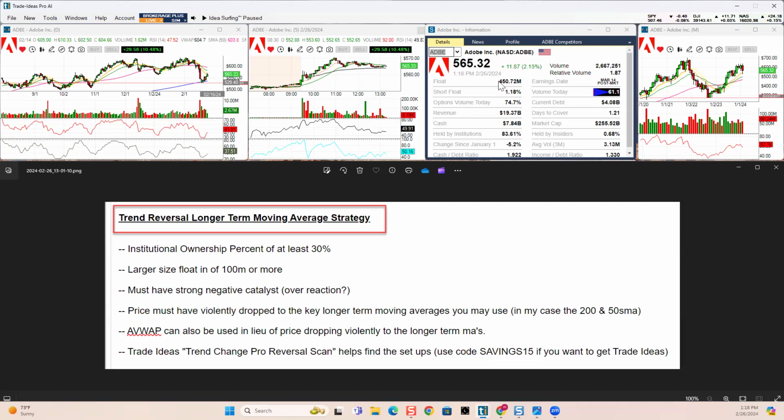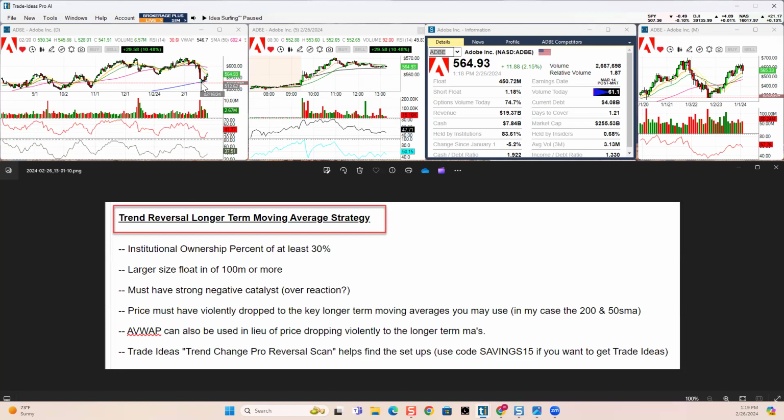Okay. Float over 100 million. Okay. I'm at the profile now. All right. It's highly institutionally held, more than 30%. It has 83% institutionally held. All right. Must have a strong negative catalyst. It has those negative earnings. Price did violently drop down, okay, to the 200-day moving average here in blue.